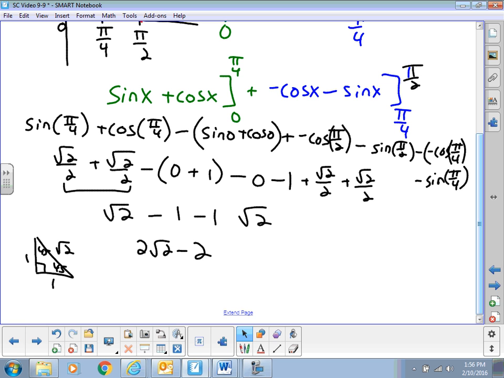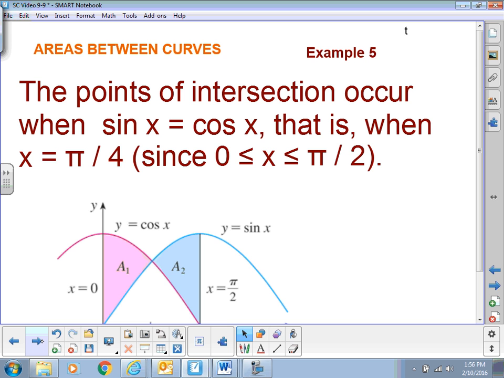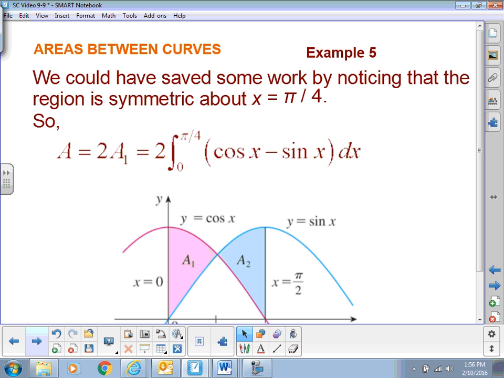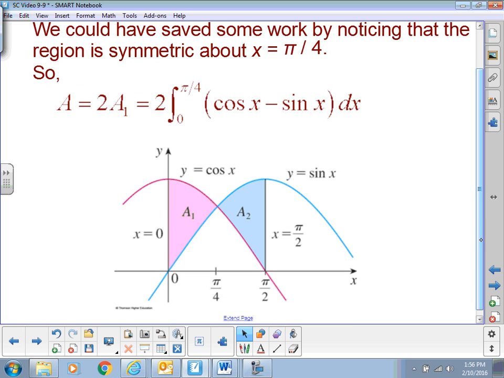So what we just found is our area in between sine and cos from 0 to pi over 2. And again, we had to split it up because it switched which was the top and which was the bottom. So here's a little nicer picture of it. And one of the things we could have done is notice that they are symmetrical there, A1 and A2. So because they're symmetrical, we could have, if we wanted, just done it from 0 to pi over 4 and then doubled our result. We would have gotten square root of 2 minus 1, and then when we doubled it, we would have gotten 2 square root of 2 minus 2, if we had noticed that ahead of time.